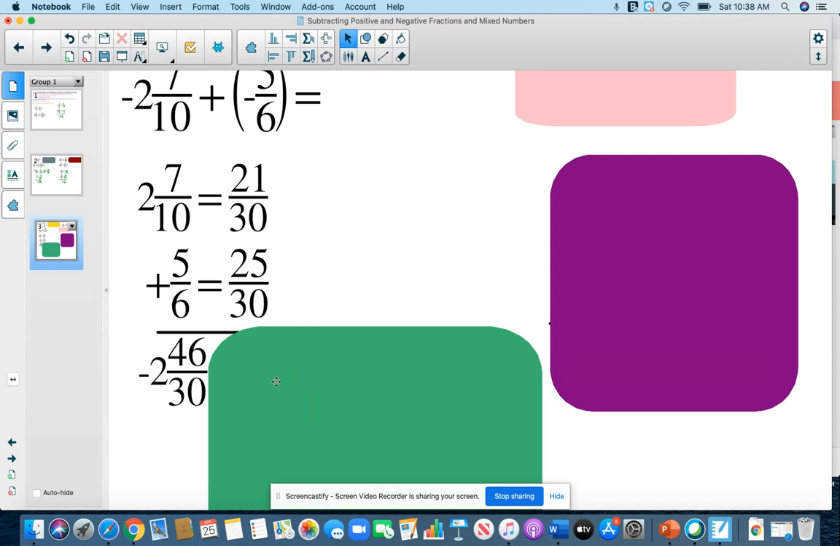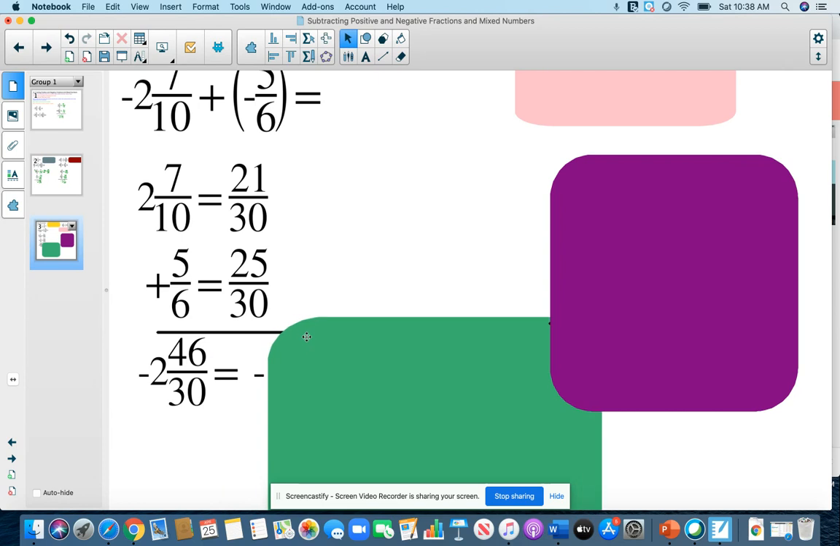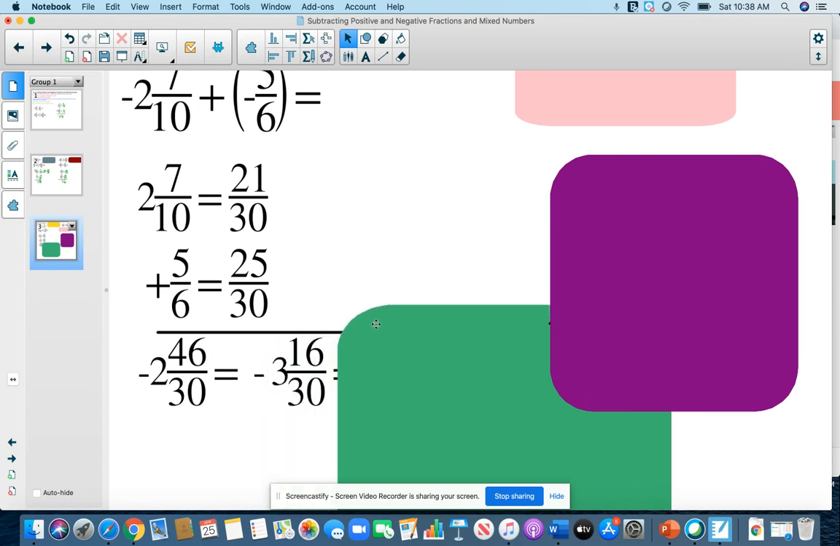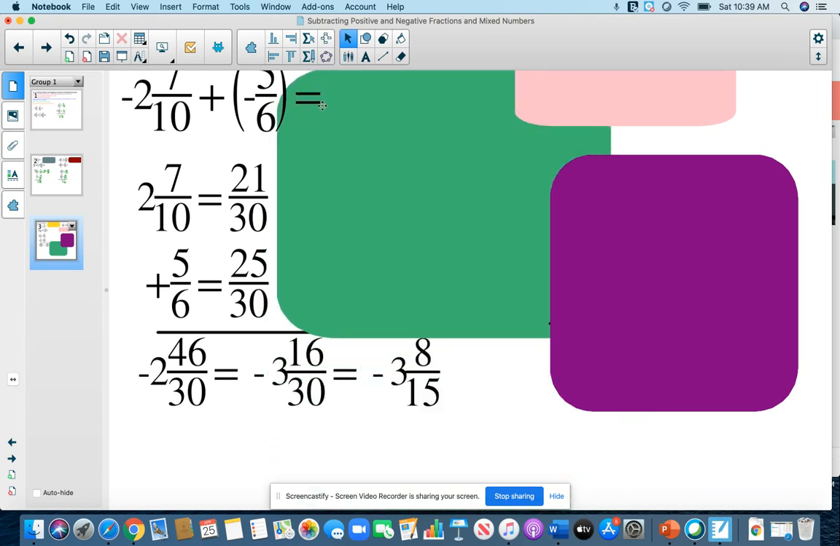But then 46 30ths is improper with our whole number of 2. So we need to change that to 1 and 16 30ths, which added with the 2 would give us 3 and 16 30ths, and it is still negative. And then you need to simplify 16 30ths because they do have a greatest common factor of 2. So your final answer would be negative 3 and 8/15.